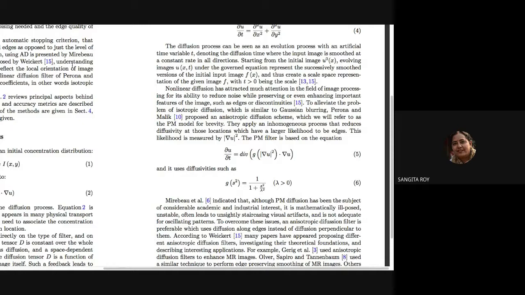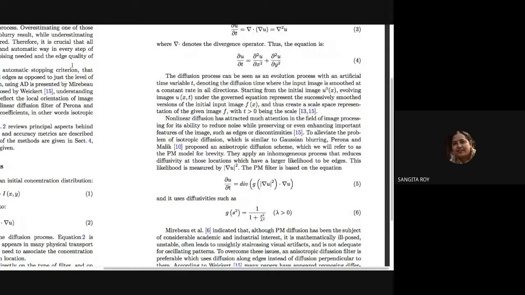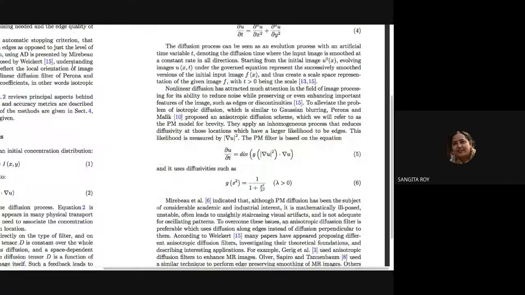The Perona-Malik filter is based on the equation ∂u/∂t equal to the divergence of g(|∇u|²) times ∇u. Its diffusivity is such that g(s²) is equal to 1 divided by 1 plus s² over lambda squared, where the value of lambda is greater than 0. This lambda is a controlling parameter.